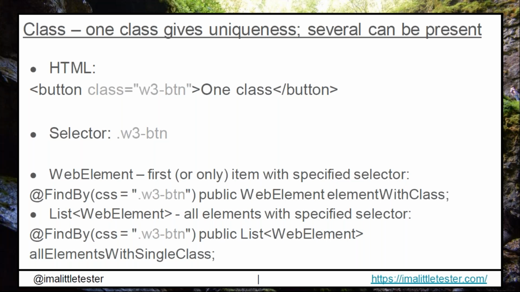Therefore, in order to use a class to select just one element, when the element is unique, we can store the result of the selector into a web element. If we have several elements with the same selector, we can store the result of this selector into a list. So first of all, the selector for a class starts with a dot and then the value of the class. So in my example here, I have a button whose class attribute has a value of w3-button.